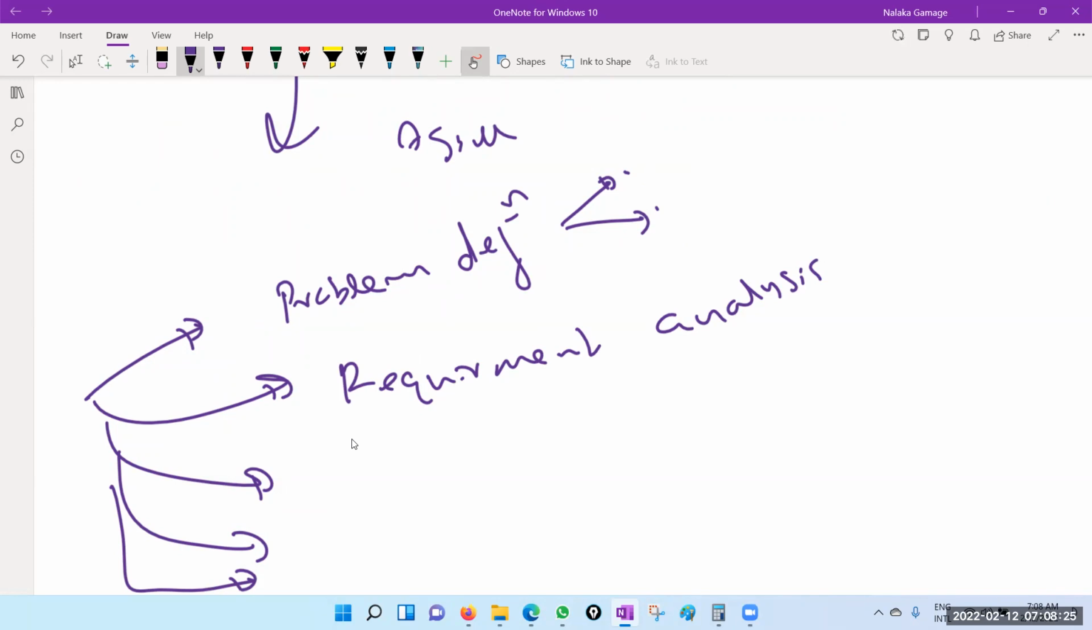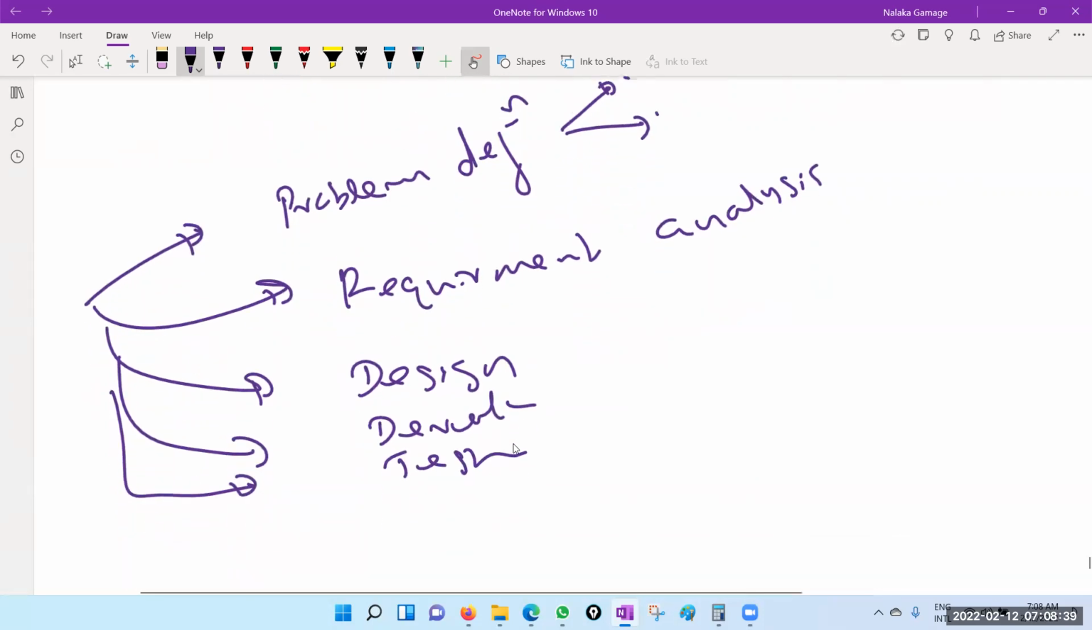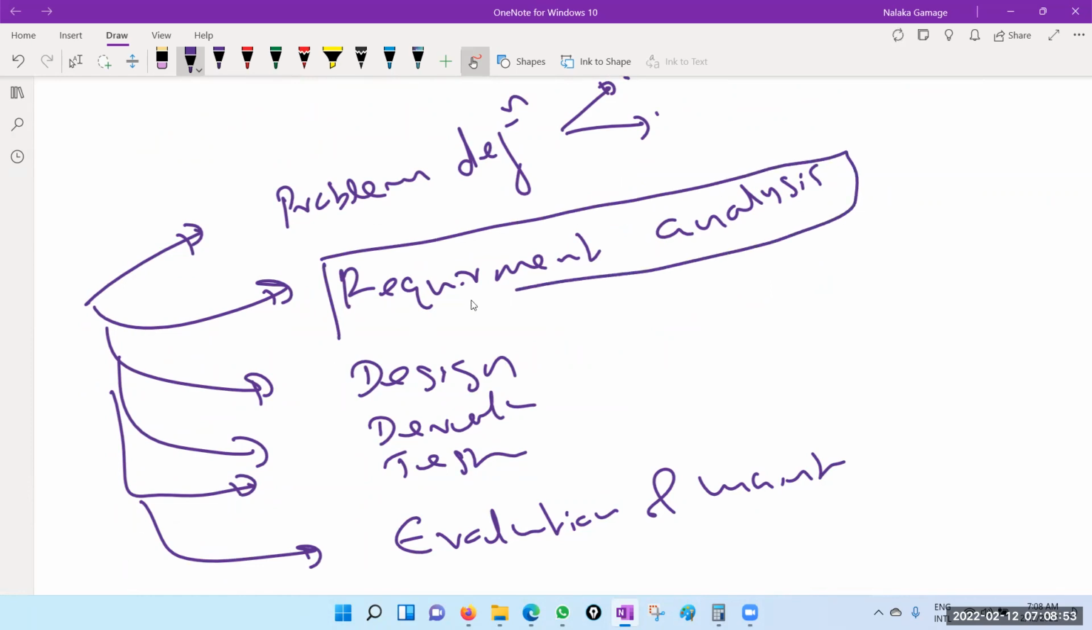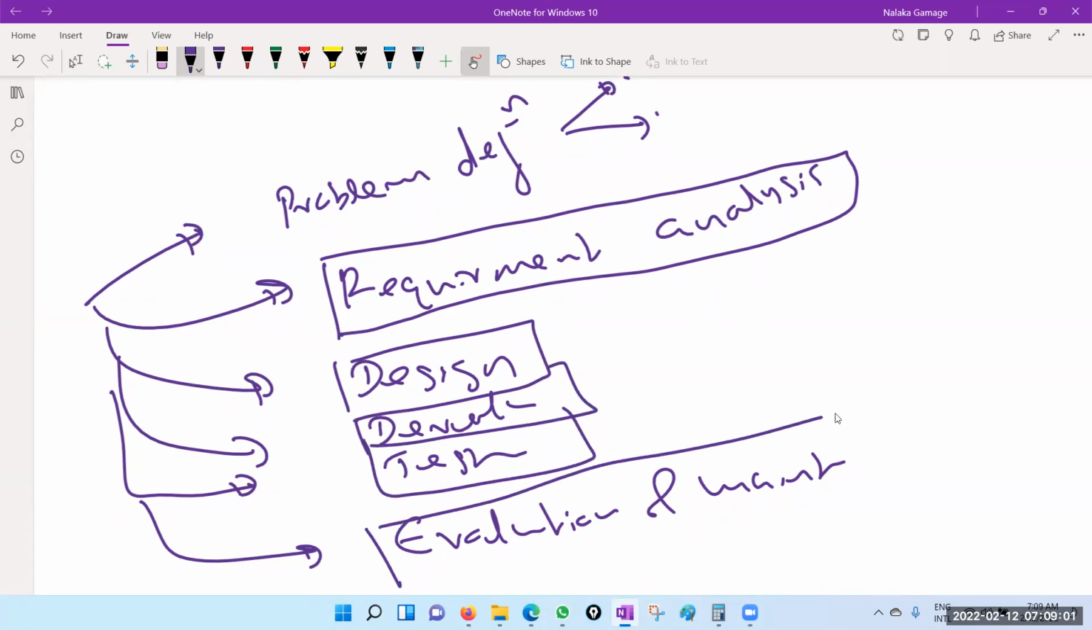So once requirement analysis is done, even while you are doing this, in agile development, we have to do the design of the solution, development, testing. And that is also not the end of the story. We have another task, that is evolution and maintenance. Those are the topics that we are going to discuss. So requirement analysis first we are going to look at, then design, then development, testing, evolution and maintenance.